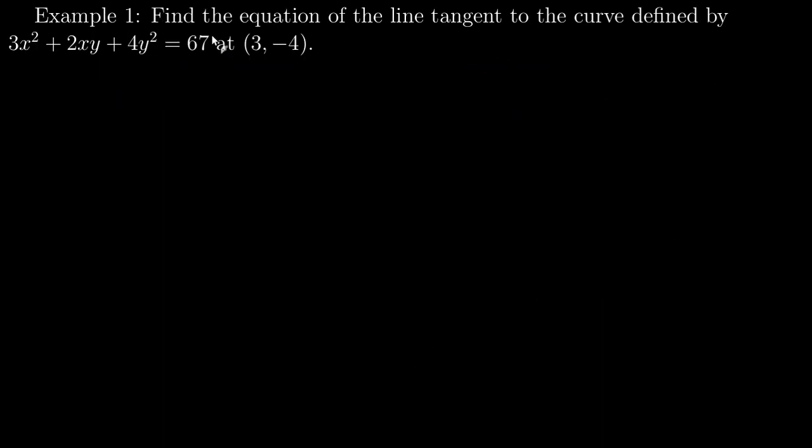Alright, first example. Find the equation of the line tangent to the curve defined by this at (3, -4). And this is a tilted ellipse. So, two things I need for the equation of the line. I need the point, and they gave us the point, so that makes that easy. The second thing I need is the slope. And so to find the slope, I'll take the derivative of this implicitly.